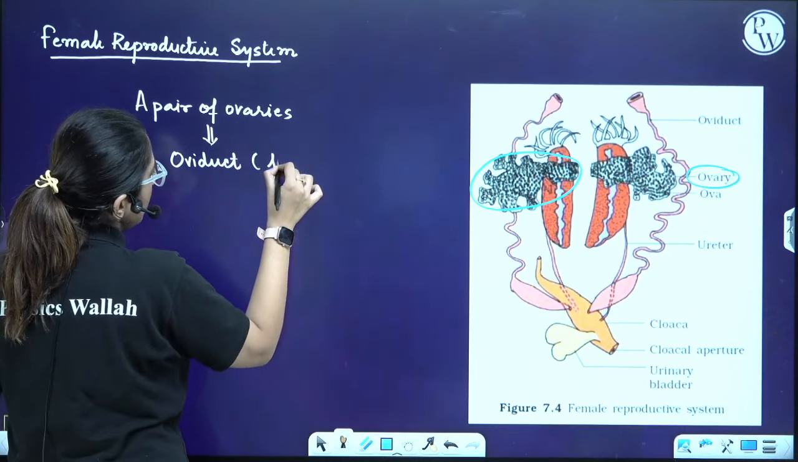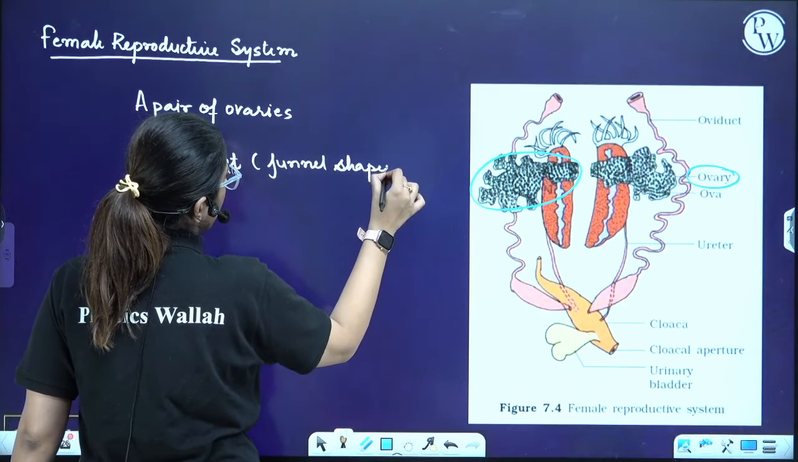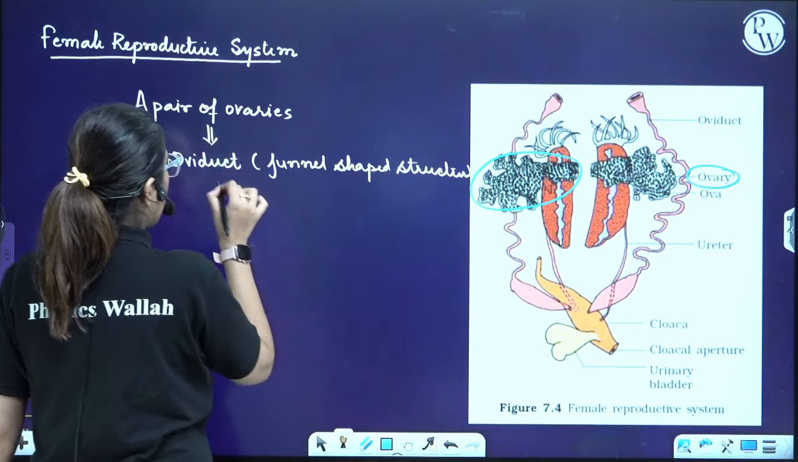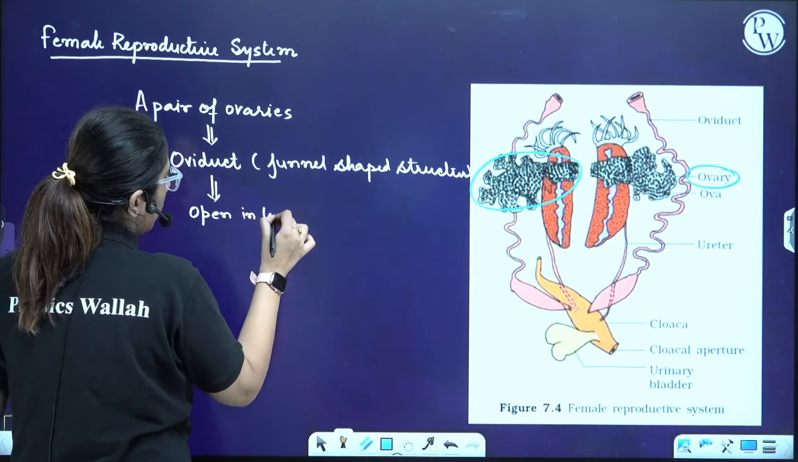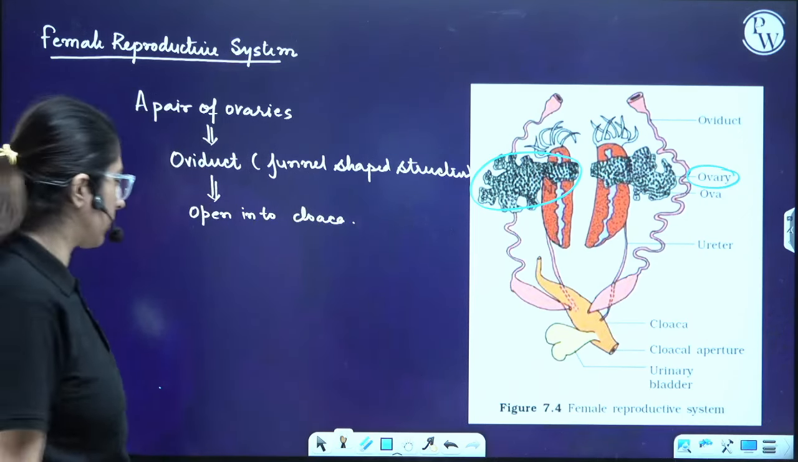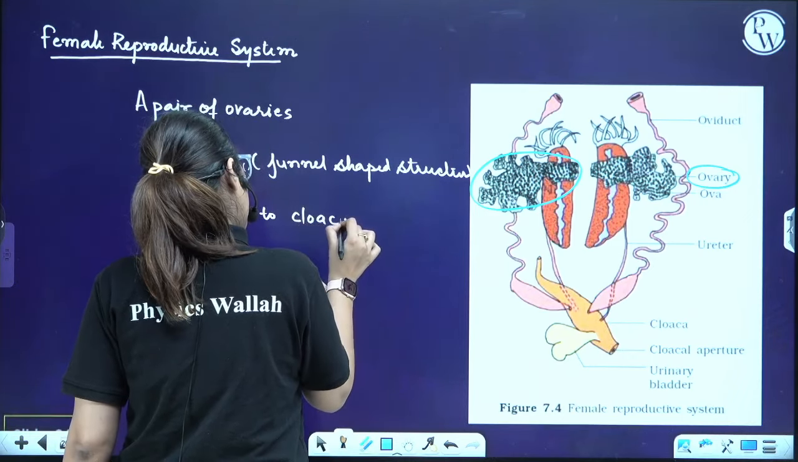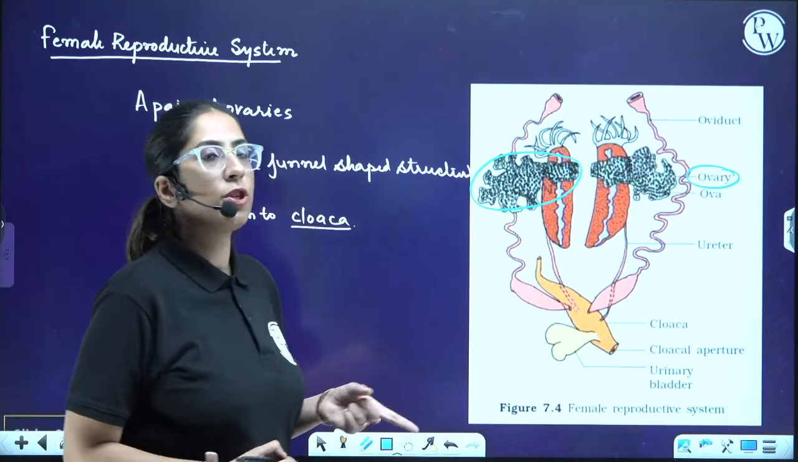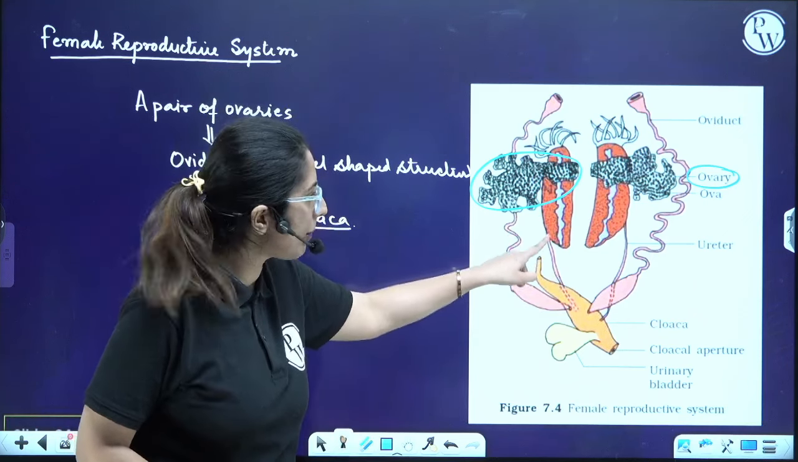The oviduct is funnel-shaped. Very important line: this oviduct opens in the cloaca. See, in case of the male, the Bidder's canal opens into the urinogenital duct. Now look at this, they have a separate ureter. Can you see the separate ureter?